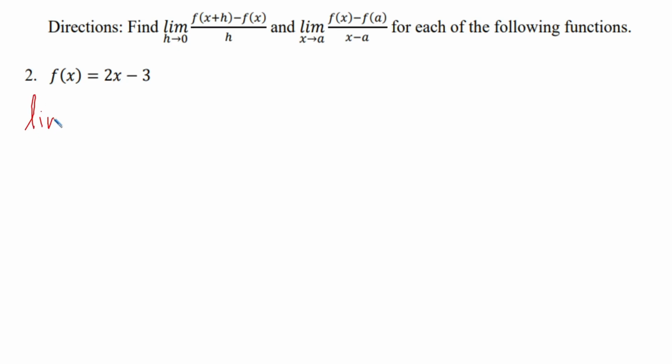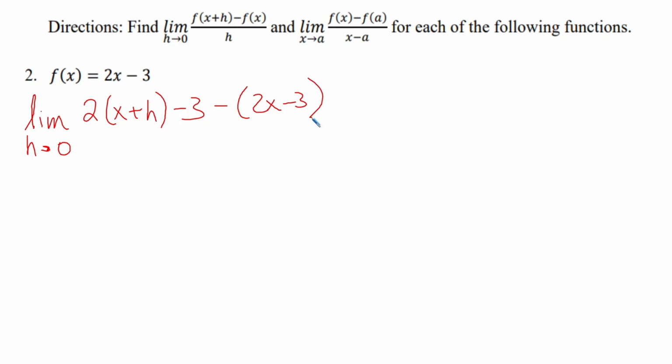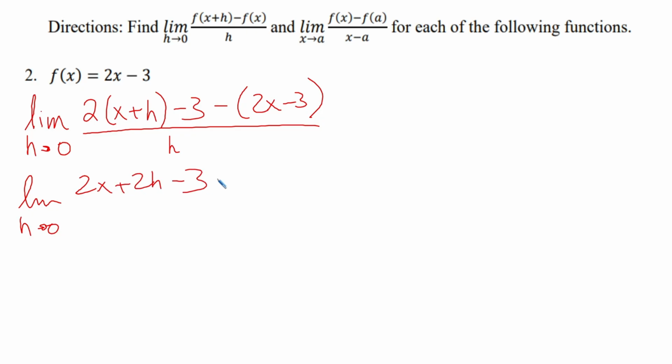We'll do a limit as h approaches 0 of f of x plus h, which just means, again, replace the x with x plus h, so 2 times x plus h, minus 3. And then we'll subtract from that f of x, which is 2x minus 3, all over h. We will simplify out that numerator as much as we can, and distribute the 2, so 2x plus 2h, minus 3, and then minus 2x, and then plus 3, divided by h.